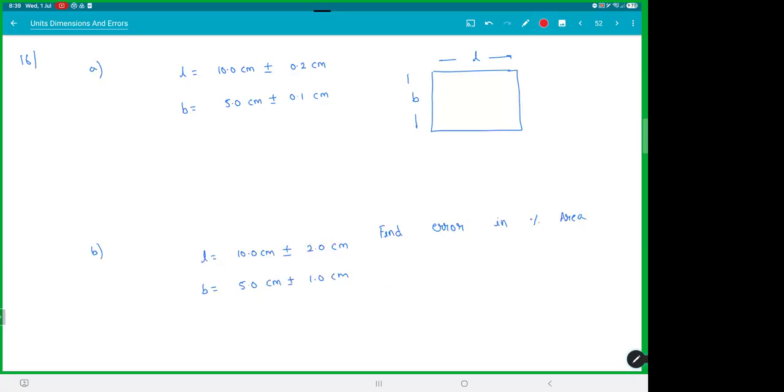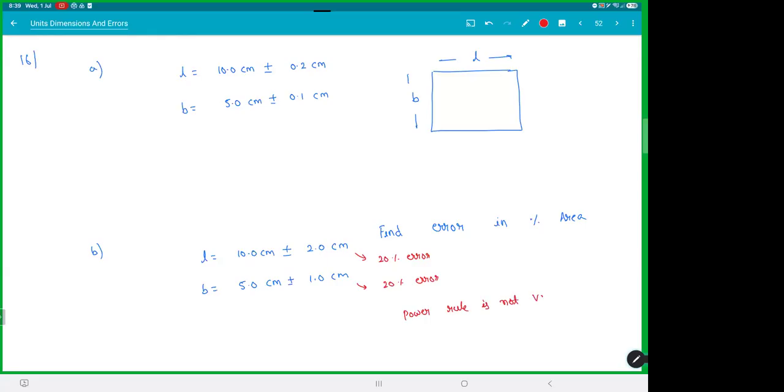The moment you see the question, you should say there is no way you can solve this. The power rule is not valid here because the errors are too large. This thing is an error of 20%. This is also a 20% error. Power rule is not valid.